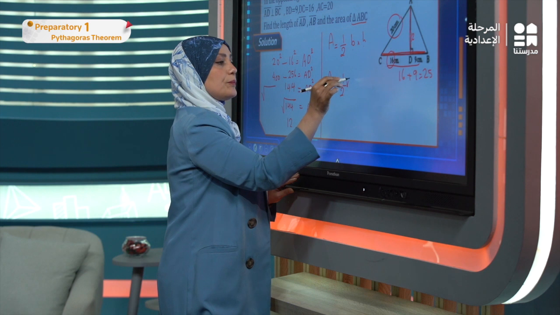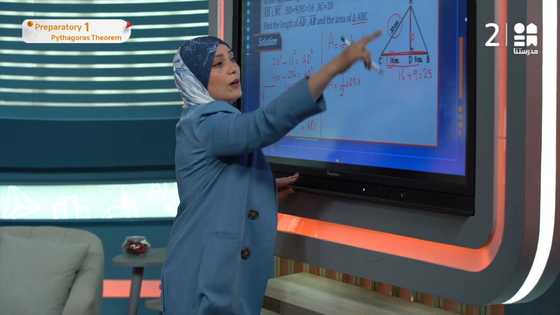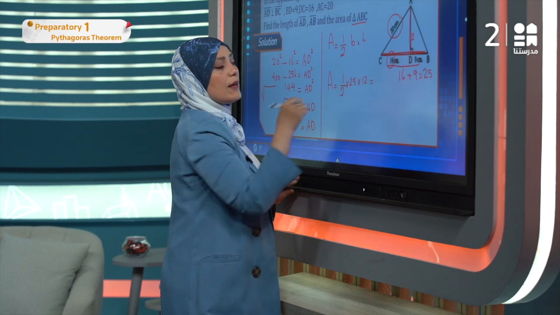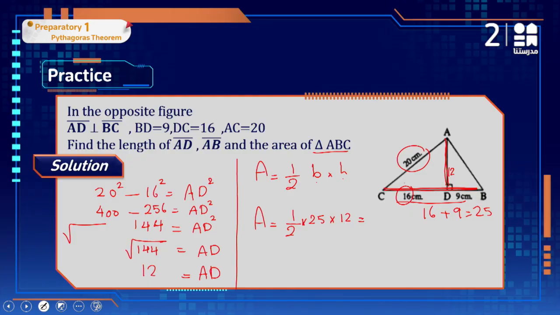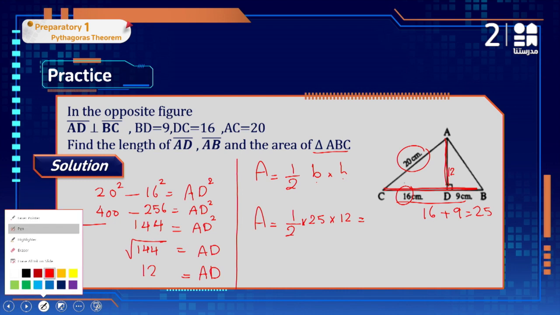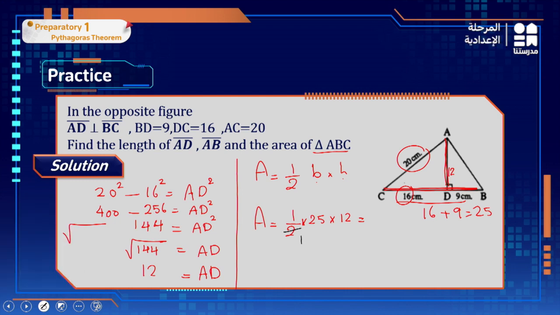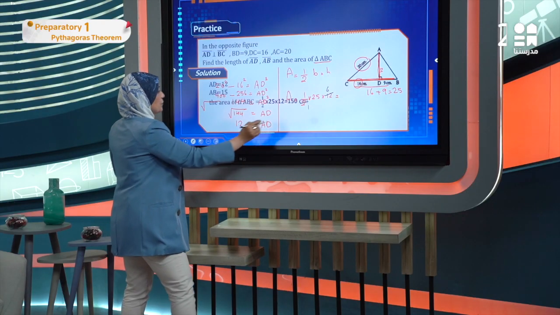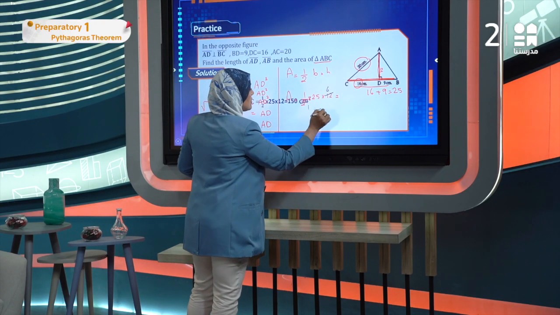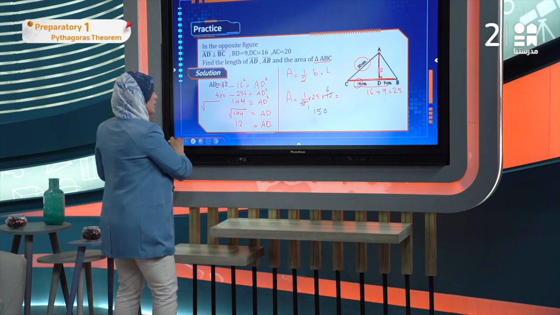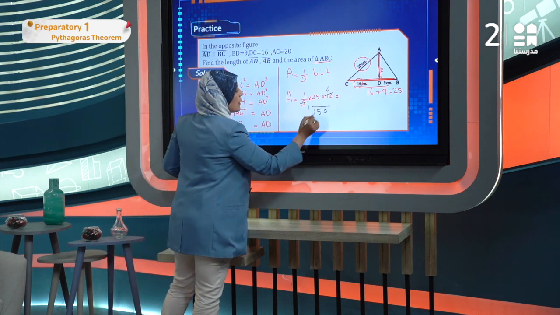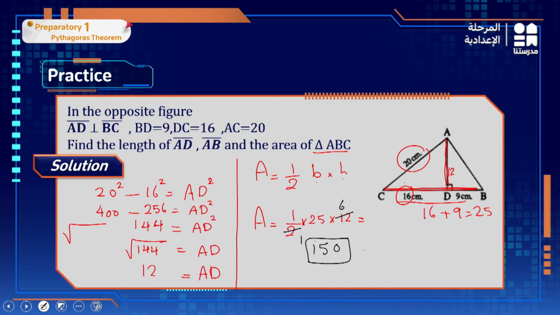So half times 25 times the height equals 12. Then you can simplify 2 and 12. Let's divide by 2 up and down. Divide by 2 is 1. Divide by 2 equals 6. Then 6 times 25, the final answer is 150. So the final answer of the area is 150, and the unit should be squared, centimeter squared. Okay, let's have another one.